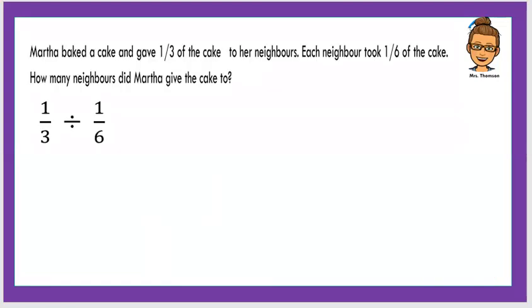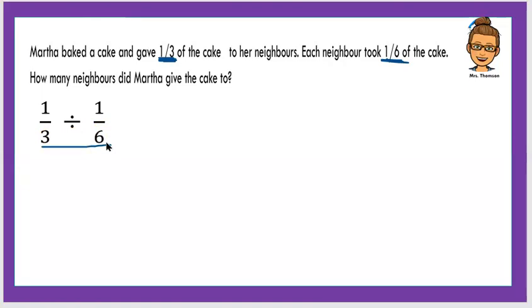But let us look at the same question because we want to also be able to figure it out without having to draw every time. So here's the question again. Martha baked a cake, gave 1/3 of the cake to her neighbors. Each neighbor took 1/6 of the cake. How many neighbors did Martha give the cake to? When we look at the question, we realize that we start off with 1/3 of the cake and we are going to share or divide it by 1/6. 1/3 divided by 1/6. So that's the number problem that we come up with.